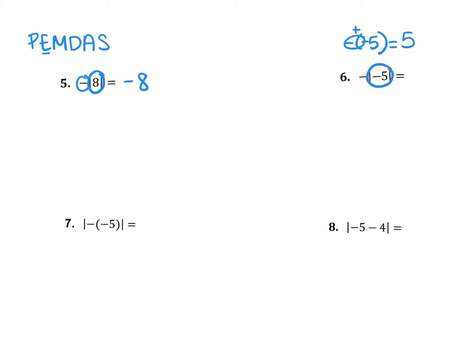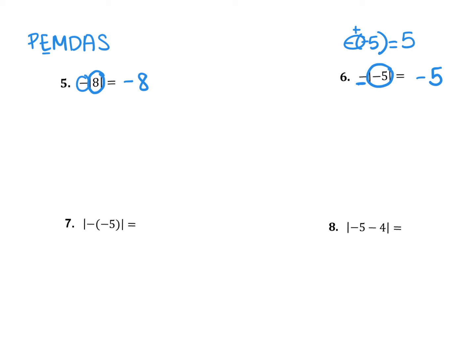So I'm going to evaluate here first. I have to evaluate inside there, asking what is the absolute value of -5? Well, the absolute value of -5 is 5. And so I now still have this negative on the end here, so I'm going to place that back on here, giving me a -5.